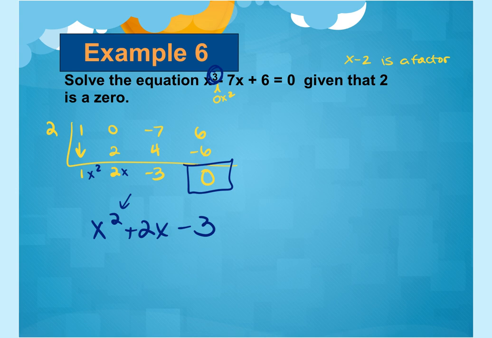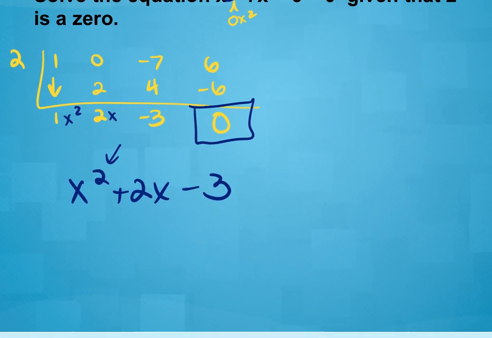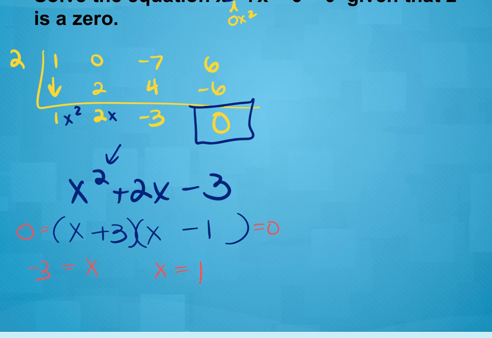Now I want to see, is this factorable, because I want to keep going. So are there factors of negative 3 that sum to 2? What are they? 3 and negative 1. Good. Positive 3, negative 1. And then I want to split and solve these, because if either is 0, then my product is 0. And I get my remaining roots or zeros.